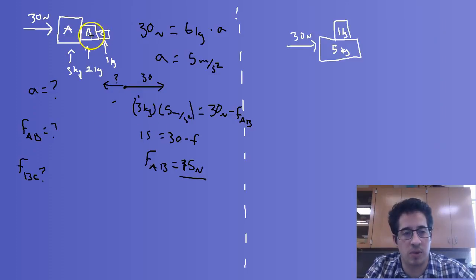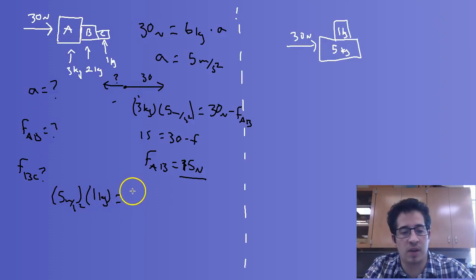Now we can set up a similar equation for B, where it's pushing 15 this way and solve for this, or we can just say, well, if all of these are accelerating at 5 meters per second squared, how much force would be needed to accelerate block C? We can say, okay, block C has a mass of 1 kilogram, times its acceleration of 5 meters per second squared, and then 1 times 5 gives us a force of 5 newtons. So the force between blocks B and C would be equal to 5 newtons.